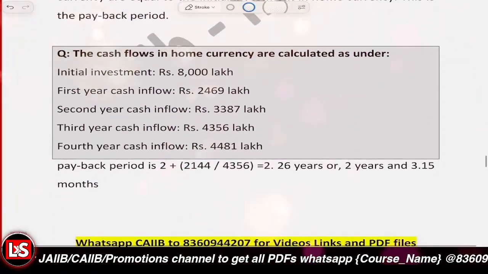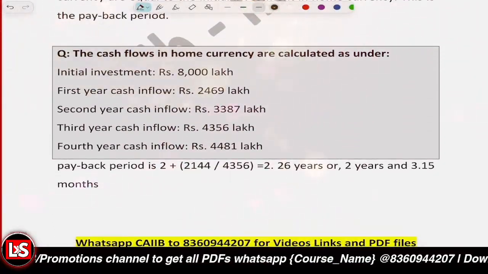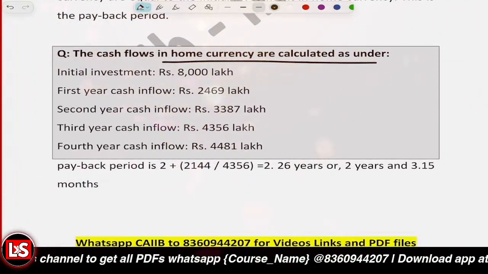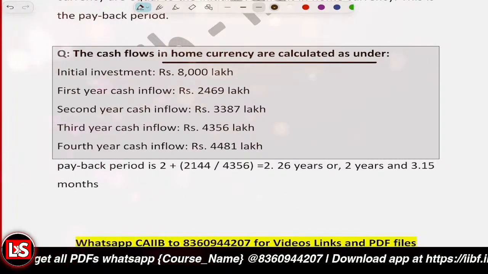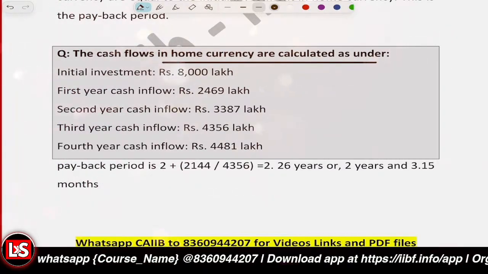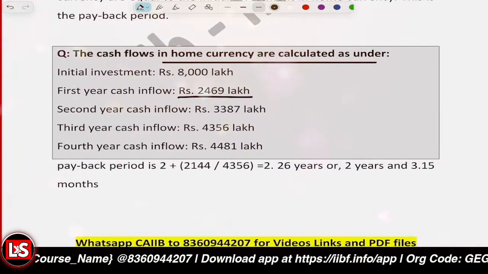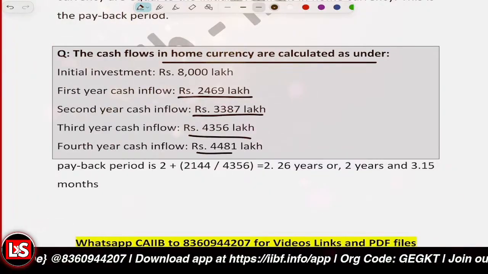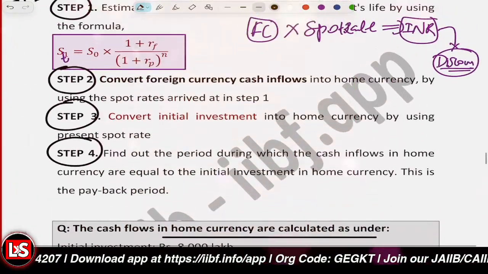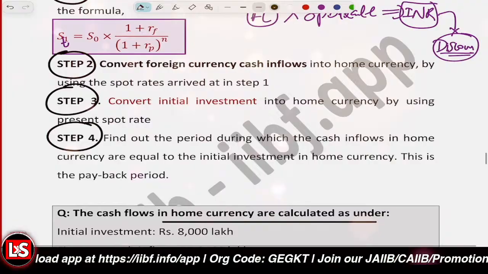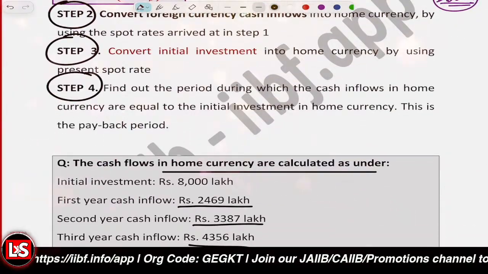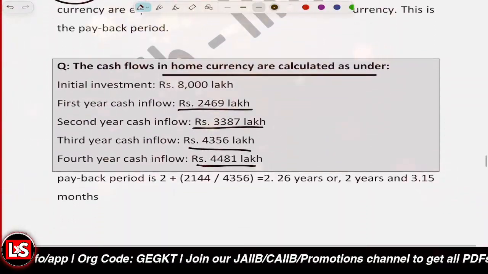So here is a like question given to us. Now we have already covered one step. Like we have already converted the foreign currency cash flows to the Indian rupee. This is already converted one. So we are not to do the step number 1, 2 and 3.